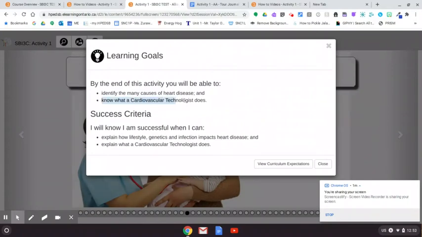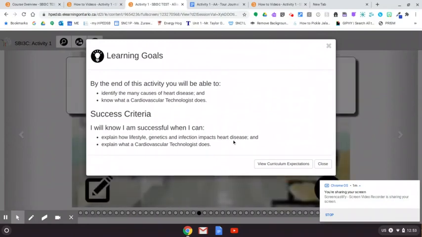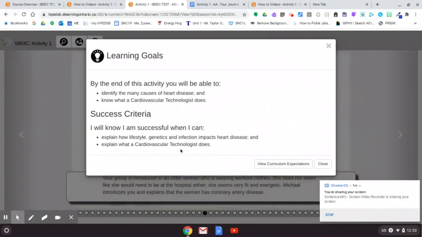We're going to be talking about different jobs that you can do that relate to working with the heart. And then we're going to look at things like how do lifestyle, genetics, and infection impact heart disease. And we're also going to find out some specifics about the cardiovascular technologist.